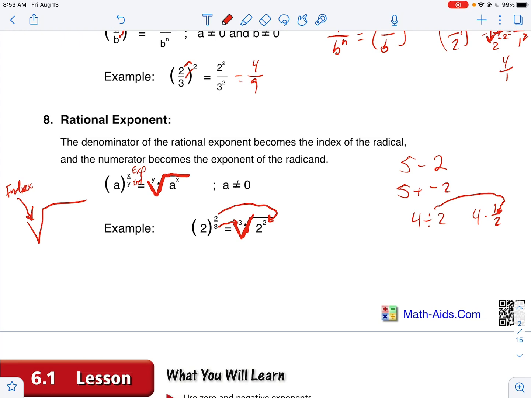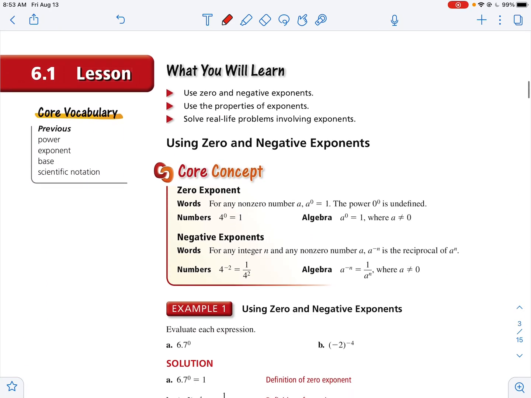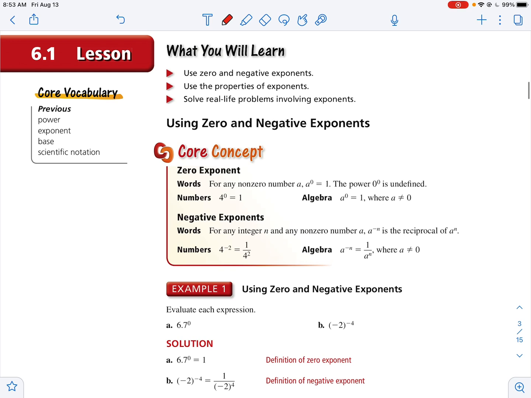Just like that, okay? And you can switch back and forth. If it looks like a radical, you can turn it into an exponent with a fraction. If it looks like an exponent with a fraction, you can turn it into a radical. Flipping back and forth. That's what equals does. It goes both ways.